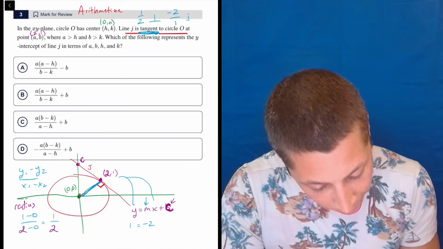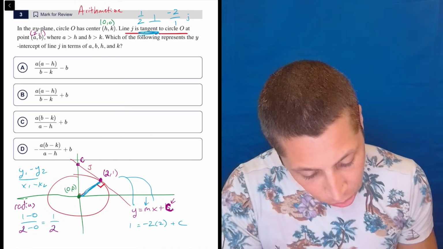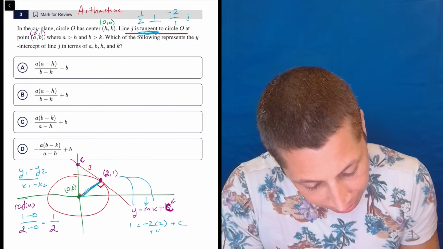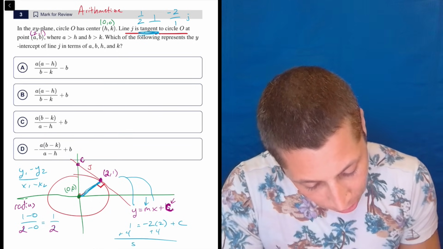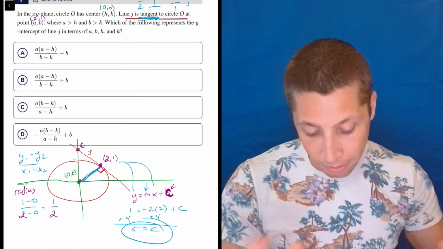So 1 is my Y coordinate. My x coordinate is 2, and c is what I'm solving for. That's the y-intercept. So negative 2 times 2 is negative 4. Let's add that 4 to both sides, and we solve that c is equal to 5. So that's my answer. C is 5. The y-intercept here is 5.